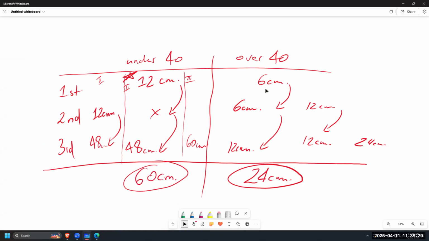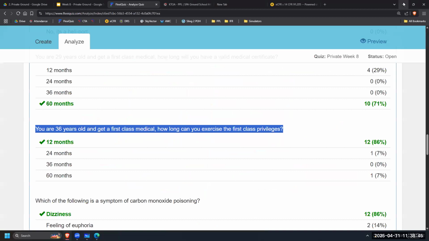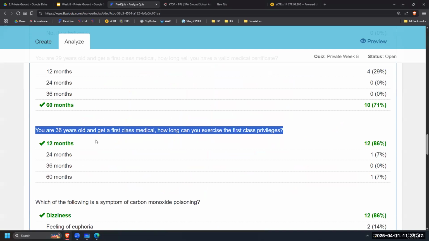If you're over 40, you get the first, it goes into the second, then the second, it goes into the third. And the total number down here should always be 24 calendar months. If you only get the second, now it becomes 12 and 12. If you only get the third, it will be valid for 24 calendar months.